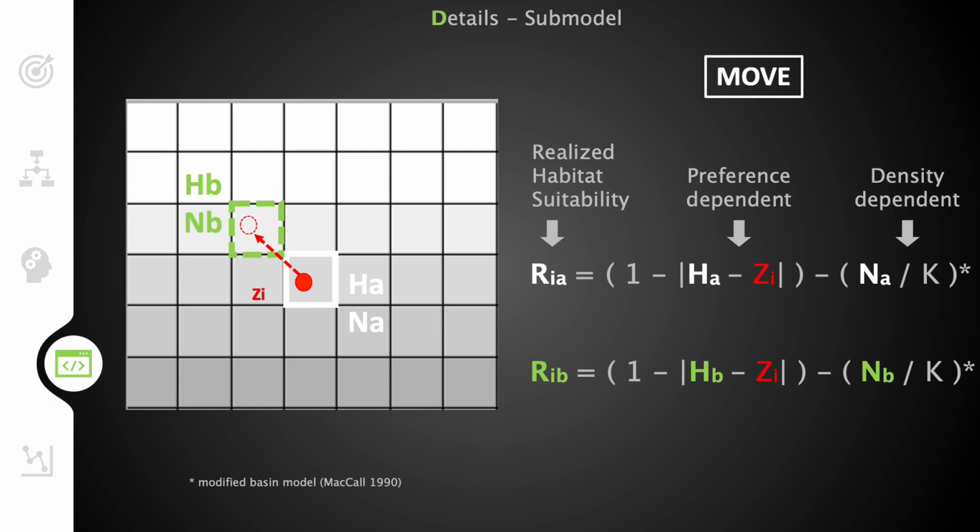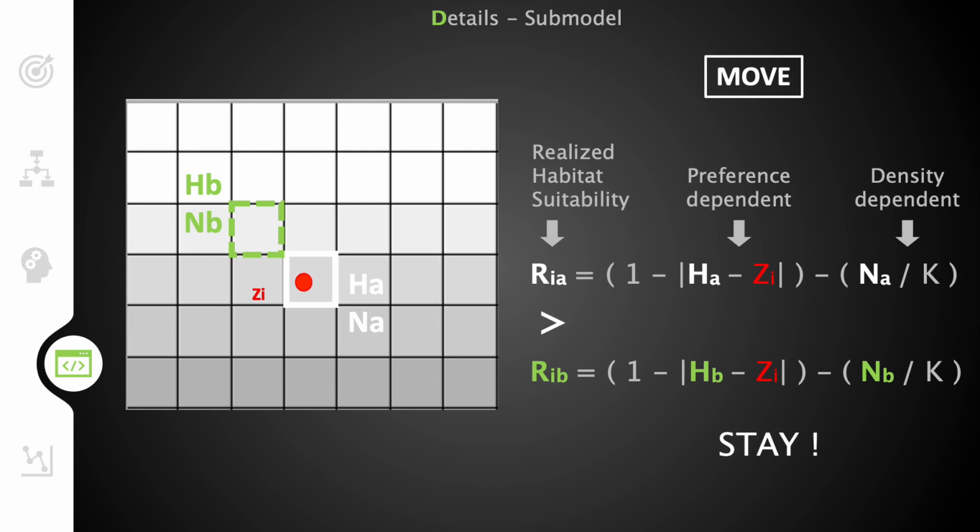This realized habitat suitability, RCI, of a cell for a fish individual I, is calculated as a habitat selection function modified from the Basson model of McCall of 1990. It is composed of a habitat preference term, the cell habitat index minus the individual preference, and a density dependence term, the total number of fish in the cell n divided by the carrying capacity.